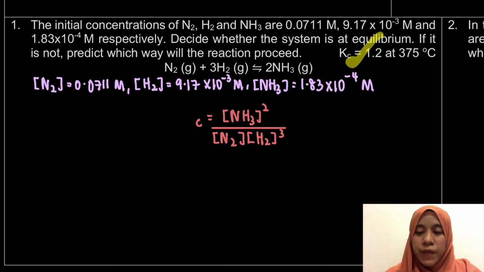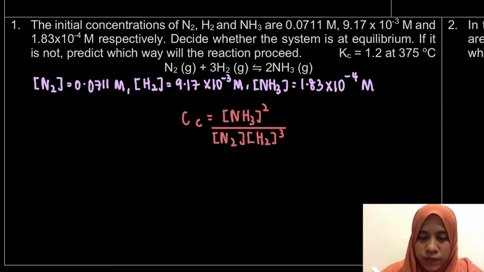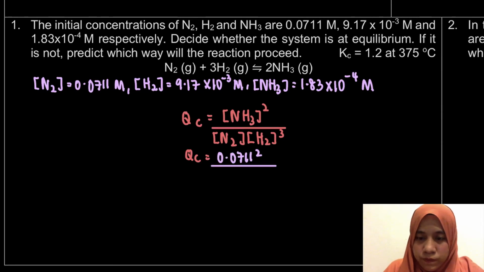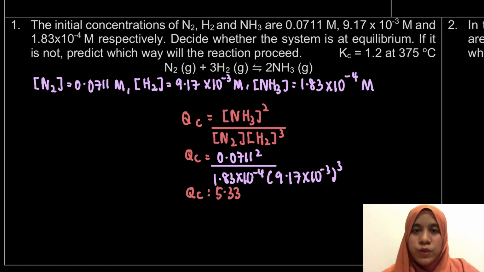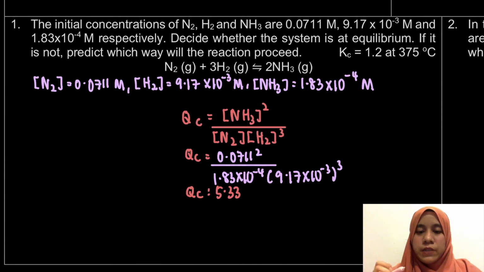Right now we're going to compare Q dengan K. So sini dah akan jadi QC. So sama juga for kalau QC is for equals dengan gas. So all of this is included. So next what I'm going to do is actually I'm going to substitute all the value into my QC. Okay, so the same as K, Q ni there's no unit lah. It's dimensionless.